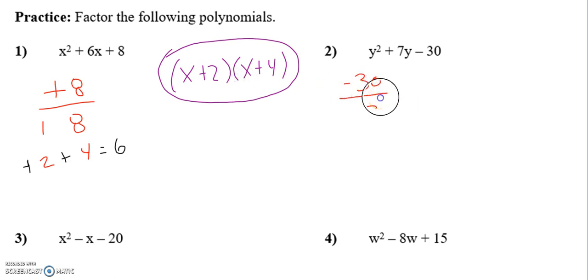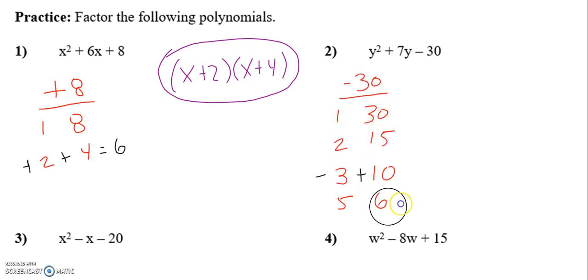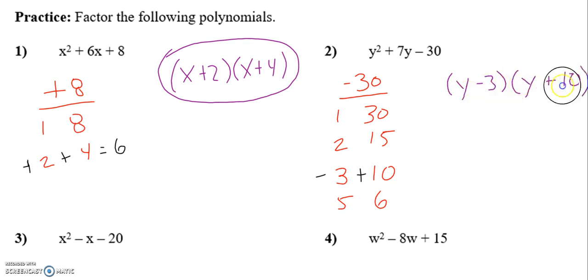Number 2, hopefully you wrote down your factors of 30. And we're trying to get positive 7. So this right here makes positive 7. So your answer would be y minus 3, y plus 10. And notice these are y's, so make sure you have y's, not x's.